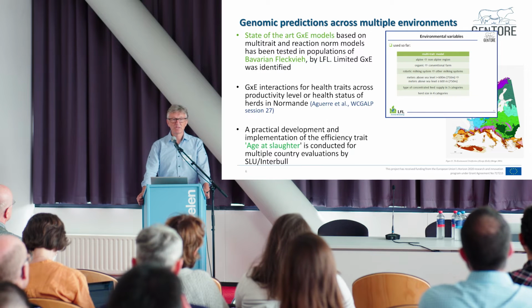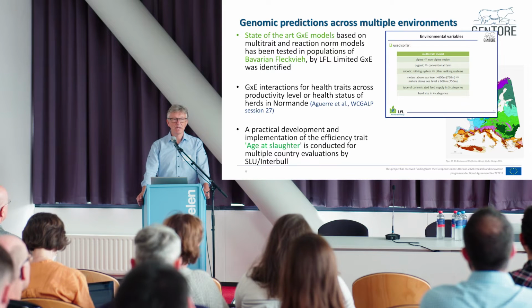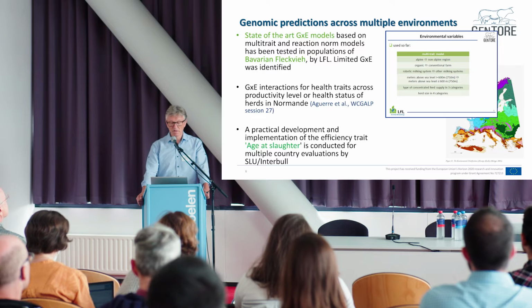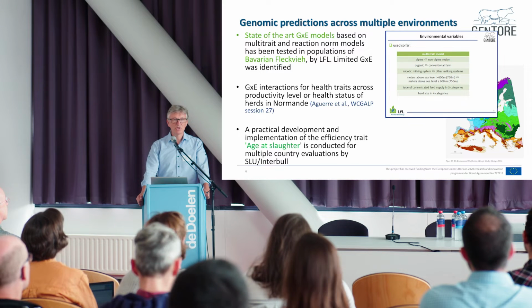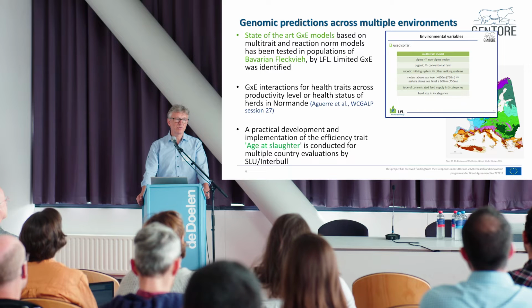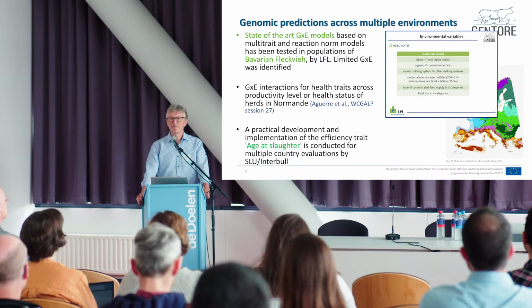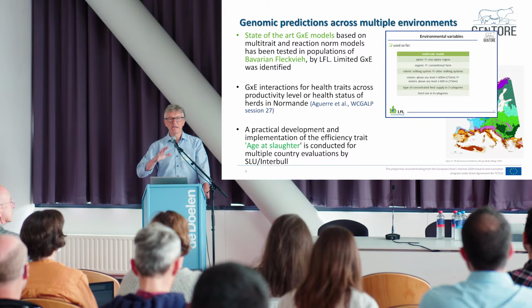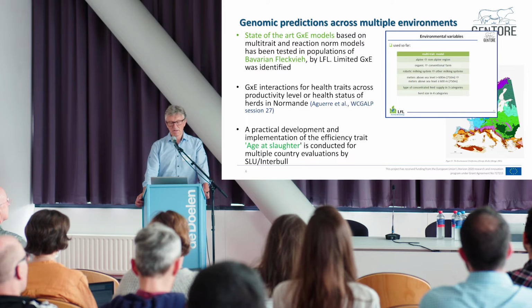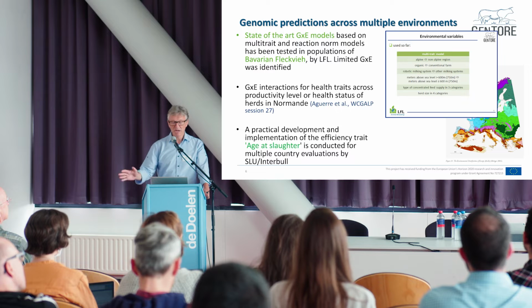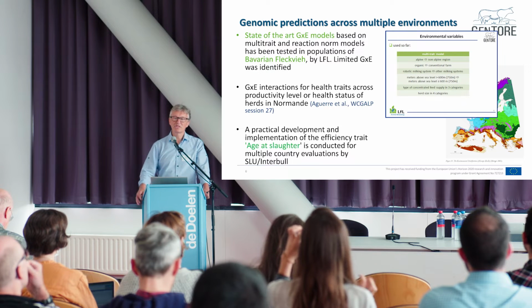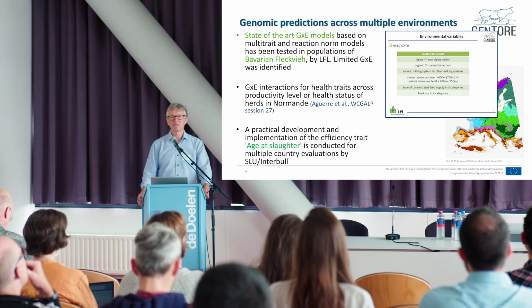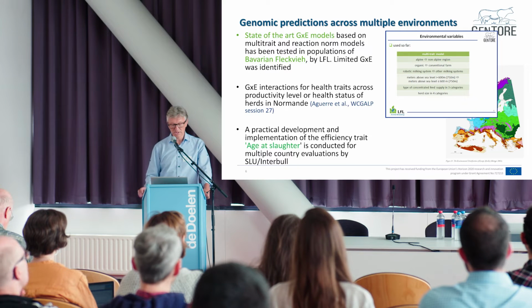The other theme was G by E and models for analyzing genetic data across different environments. And of course, there are two state-of-the-art models that are usually used for that. Either we have multi-trait models where we have very categorical different environments, or a random regression model where you use the trajectory of different environmental conditions.